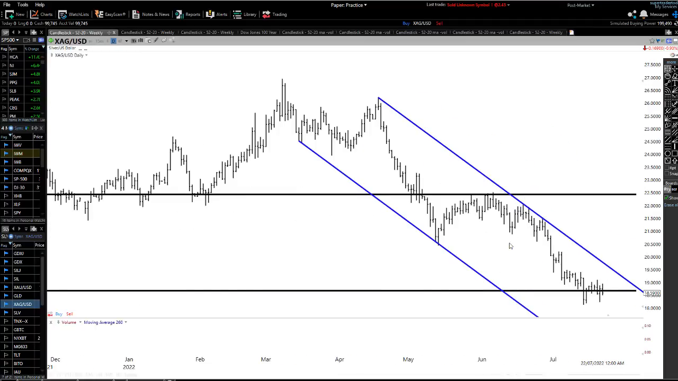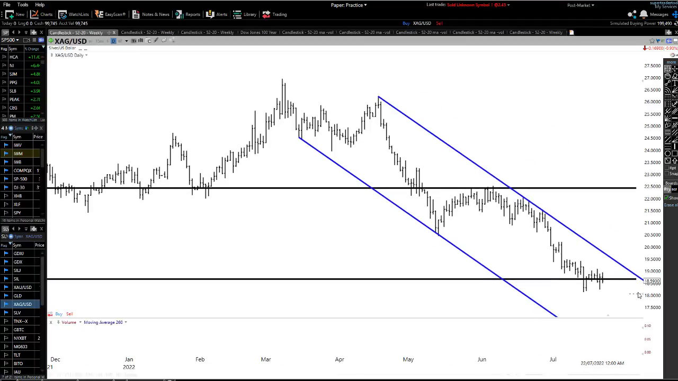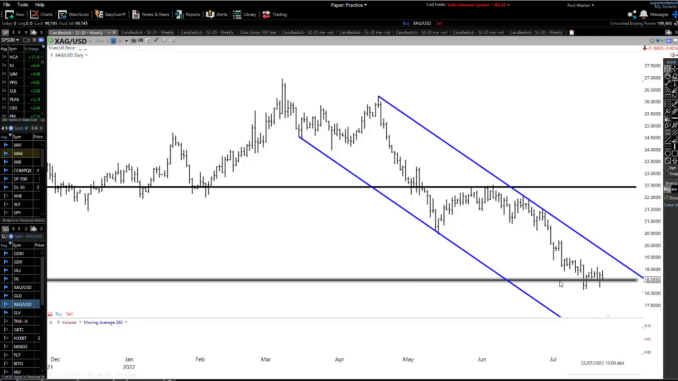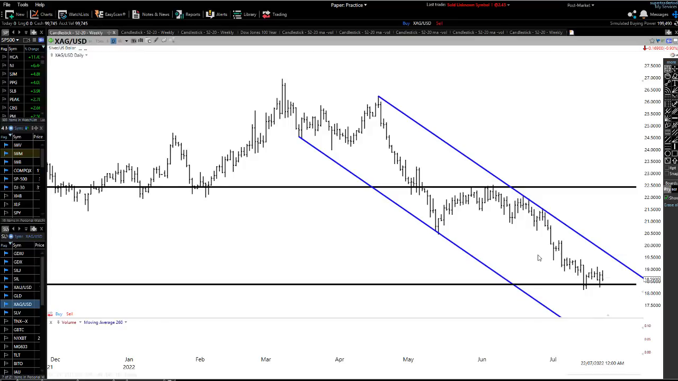So if silver does continue to go sideways, this is possibly going to be a good trading setup for me, because I'm looking at this from that perspective. So I'm just drawing that level because that's where the market's actually finding a lot of support at this current time.